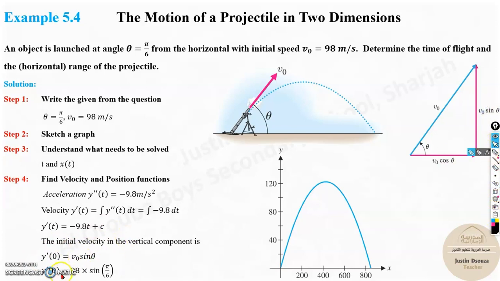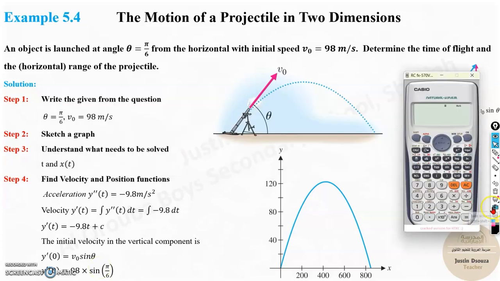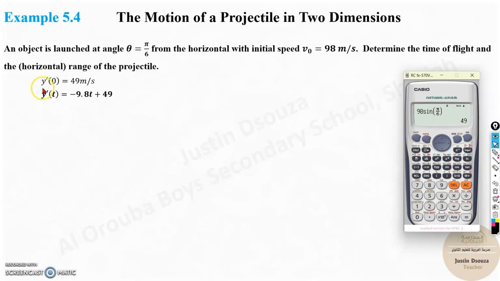Then we will have to write y dash of 0, that is substituted 98 into sine of pi by 6. Now how do we solve this? I hope you remember this. Whenever you're dealing with pi or radian, it's not degree, so you need to shift mode and put 4. Now let us solve this directly. 98 sine pi, that is over here, shift, divided by 6 and close the bracket, and the answer is 49. So the initial y dash of 0 will be 49.